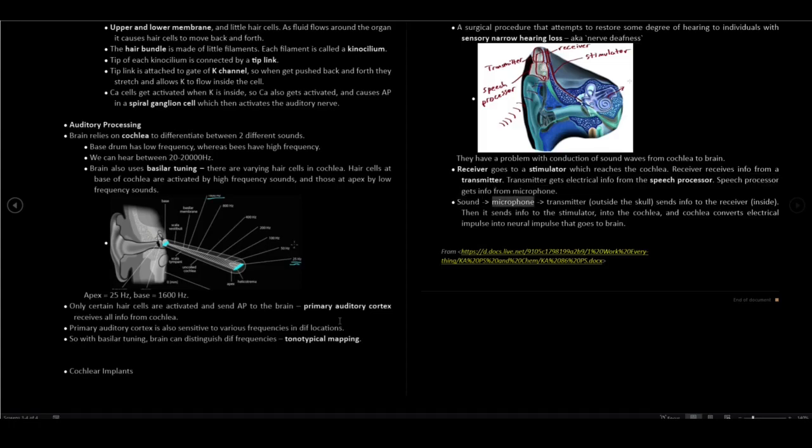Sound goes to the microphone, then the transmitter, outside the skull, which sends info to the receiver inside. Then it sends info to the stimulator, into the cochlea, and the cochlea converts the electrical impulse into a neural impulse that goes to the brain.